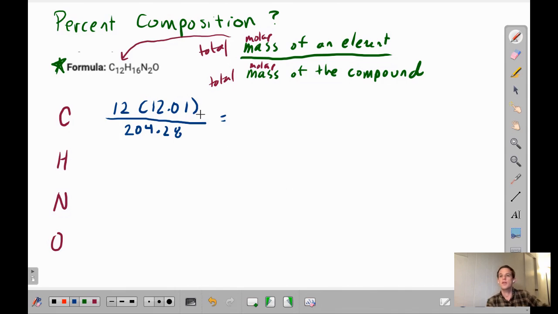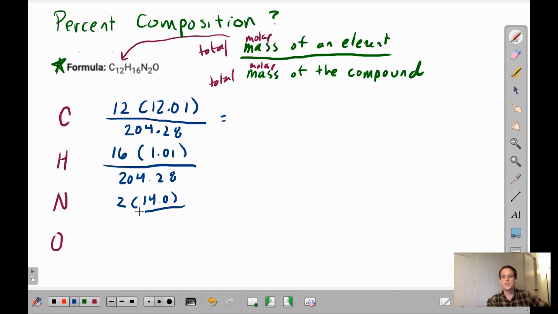All right, before we calculate, let's move on and set all of these up for each element. In the case of hydrogen, we have 16 hydrogen times its molar mass, divided by the total mass of the compound. Then we'll move on to nitrogen, where we have 2 times 14, the molar mass of nitrogen, divided by the entire mass of the compound. And finally, we are going to have just one lonely oxygen divided by the entire mass of the compound. All right, let's do some calculations.